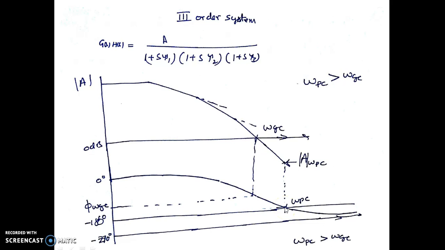So let us try to find out the magnitude of this magnitude plot at omega equal to omega pc. So we know that A of omega pc corresponds to the magnitude at the frequency corresponding to the phase crossover frequency. We have a frequency omega gc, corresponding to which we have a phase, and we have a frequency omega pc corresponding to which we have a magnitude. From this you can see that in this particular example, omega gc is actually smaller than omega pc, or omega pc is actually greater than omega gc.